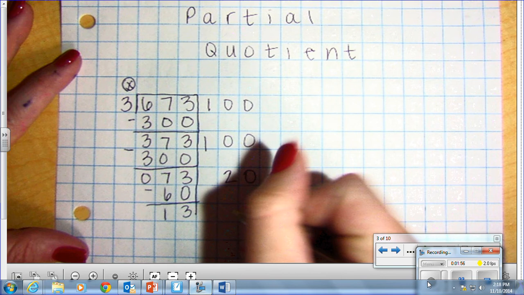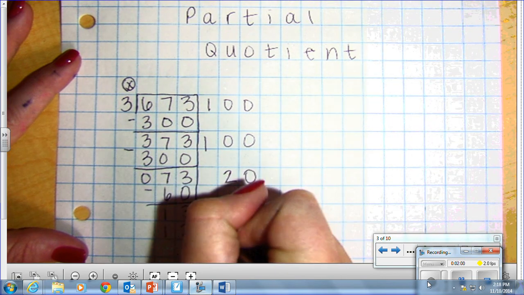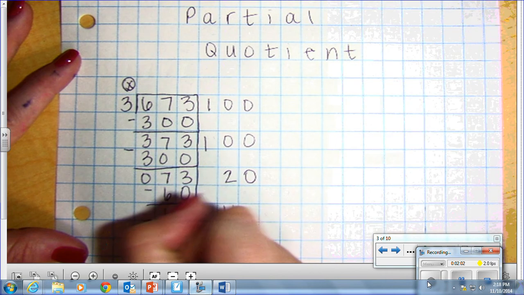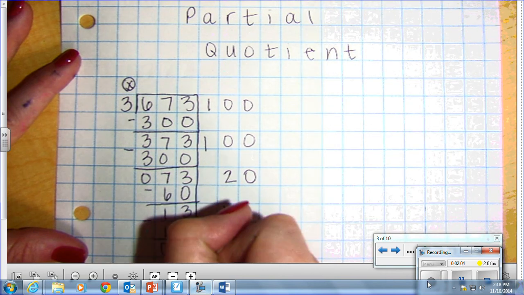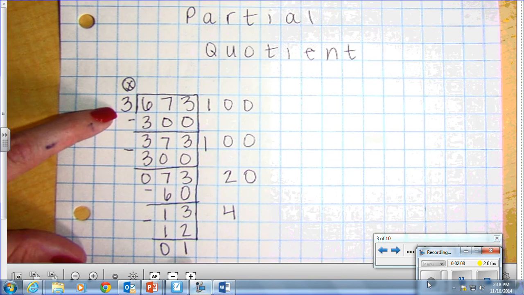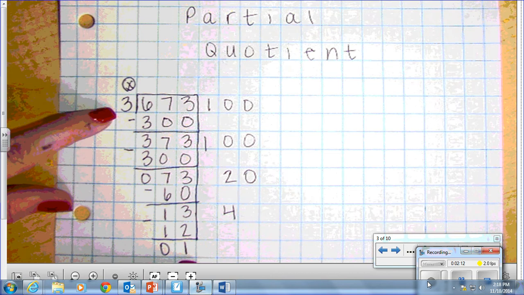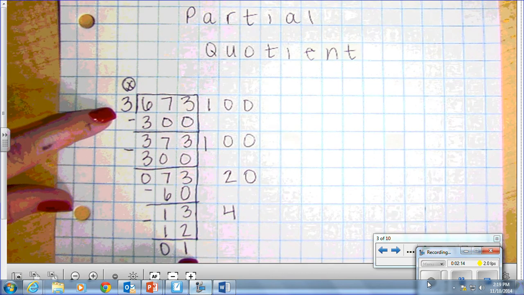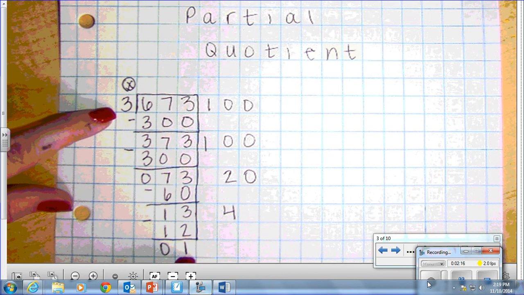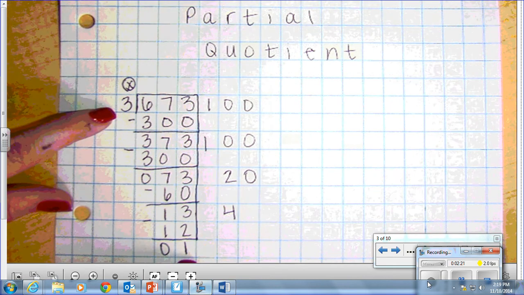And I know that 3 times 4 is 12. But that leaves me with 1 extra. I know this is my remainder because 3 cannot go into 1 at all, at least not evenly without decimals. So I know that this remainder is left over. Whenever my remainder is less than my divisor, I can keep it a remainder.